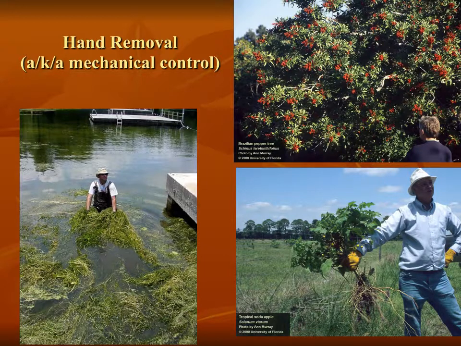Now, a big problem with these various techniques of hand removal is that a lot of these plants have what we call a seed bank. Let's look at the Brazilian pepper. There are tens of thousands of seeds that probably have been dropped in that area over the course of many years, as large as that particular Brazilian pepper tree is. So a lot of times removing it once doesn't yield the control that most people think it will. There's constant ongoing maintenance to keep these under control.